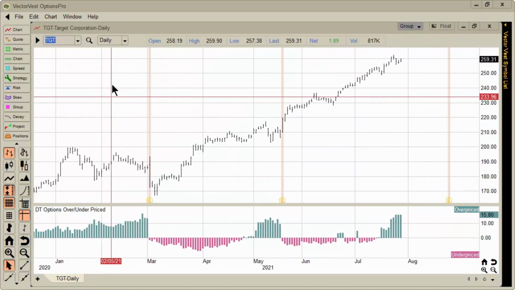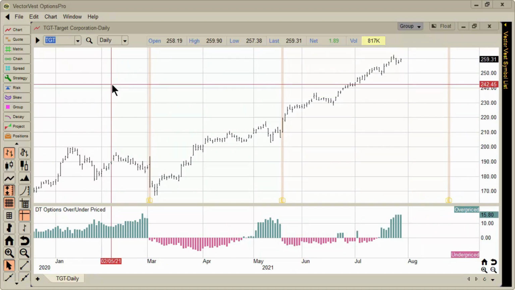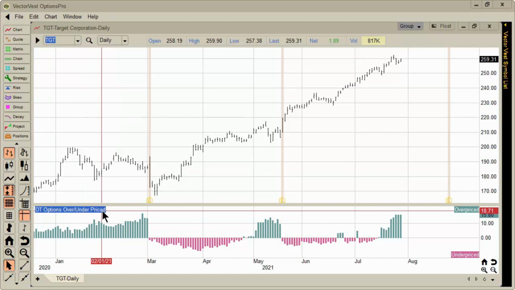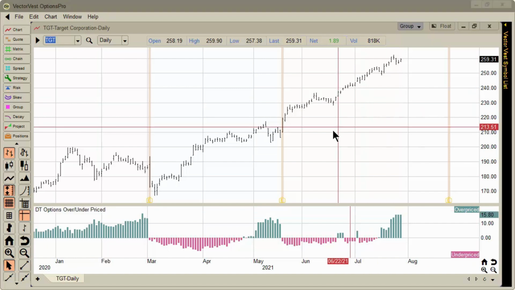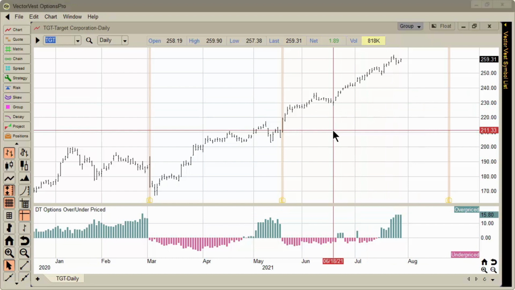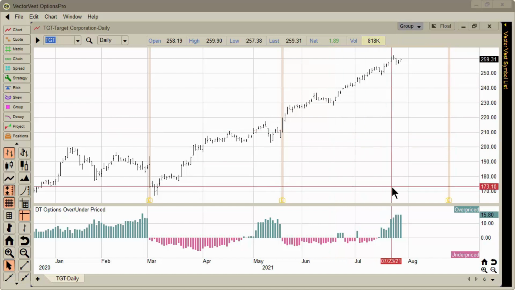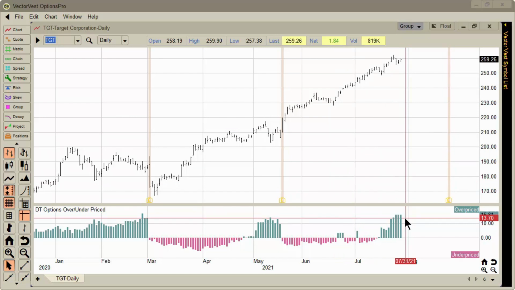Now this is Target. A couple of things I like to look for just as a general guideline. This is the options over and under price. Typically as a credit spread income trader, I like my options to be expensive. The more expensive the options are, the less risk I have on the trade. And when I mention risk, I'm really referring to monetary risk. As the premiums go higher and higher, the amount of money at risk is lower and lower. Now, this is simply implied volatility versus historic volatility. That's all it really is. And I seek out these high-priced options to do this trade.